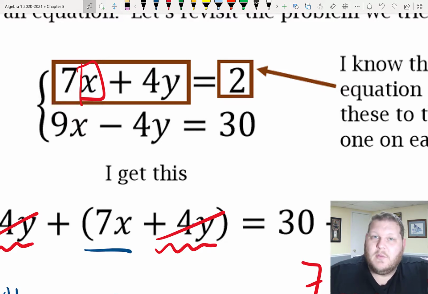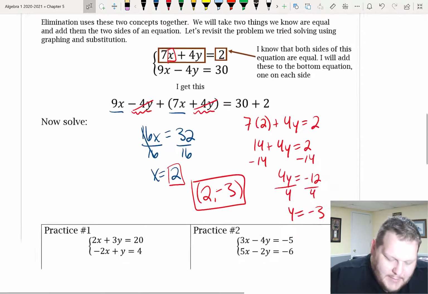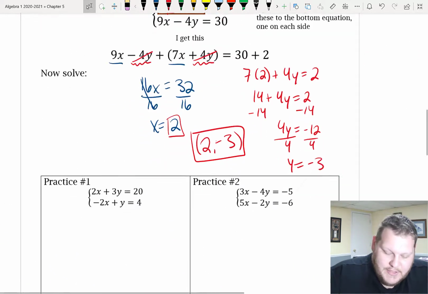The only way that this works by just adding them up going down is to make sure that for one of those variables, the numbers match, but one's positive and one's negative. So let's take a look at a couple more examples here.